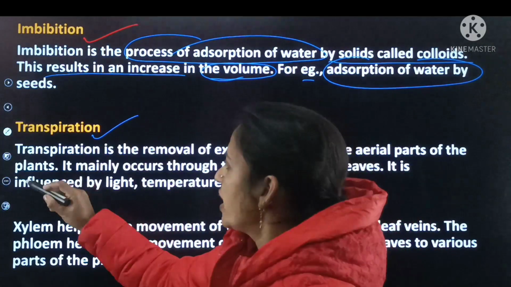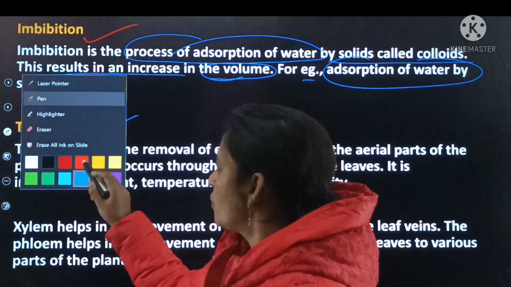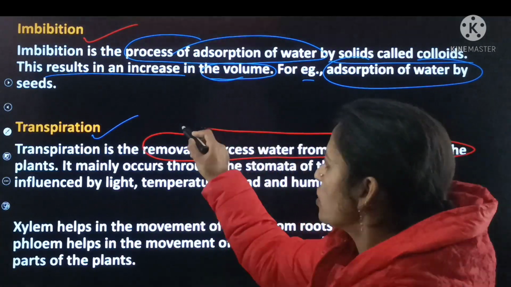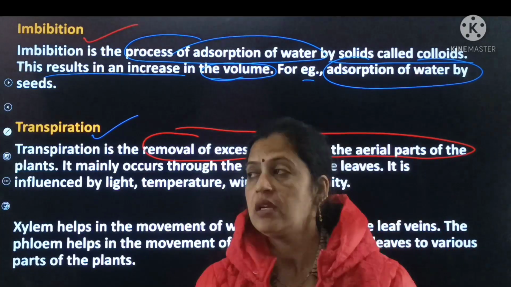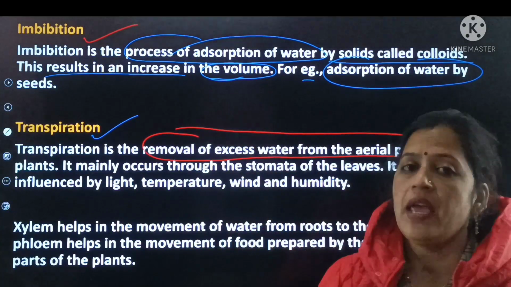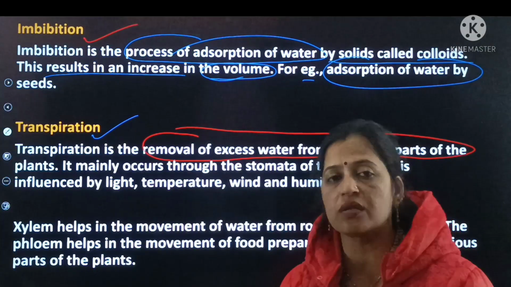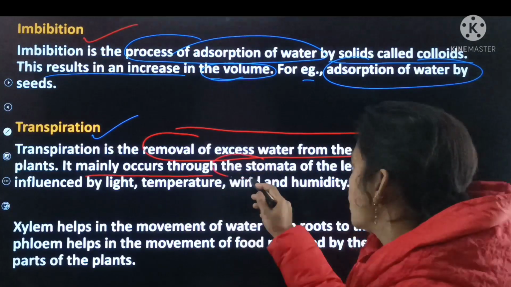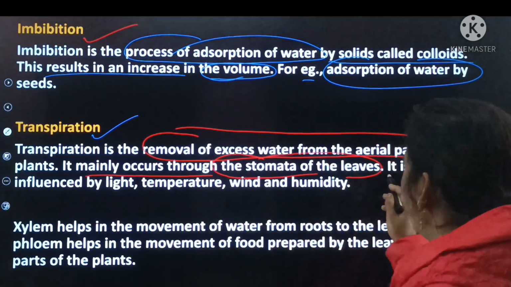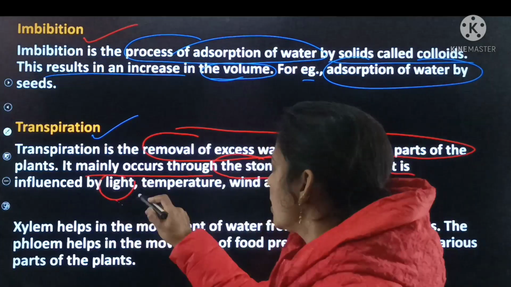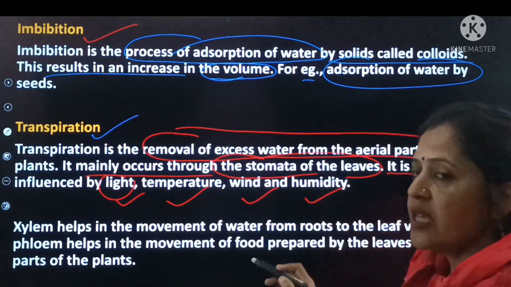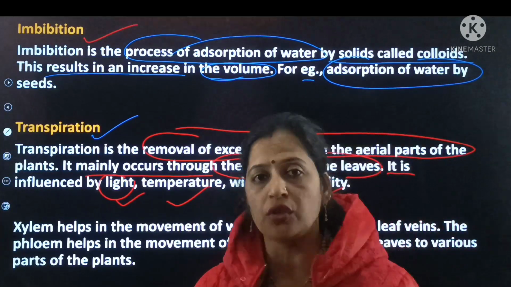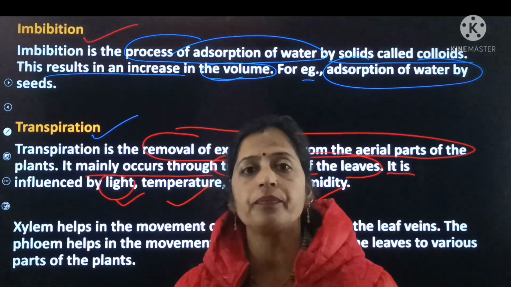Next is transpiration. What do you mean by the term transpiration? Transpiration is the removal of excess water from the aerial parts of the plants. The excess water is lost from the aerial parts of the plant, and it mainly occurs through the stomata of the leaves. It is influenced by light, temperature, wind as well as humidity. Xylem helps in the movement of water molecules all over the plant.